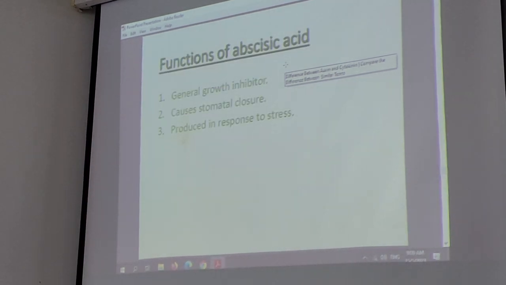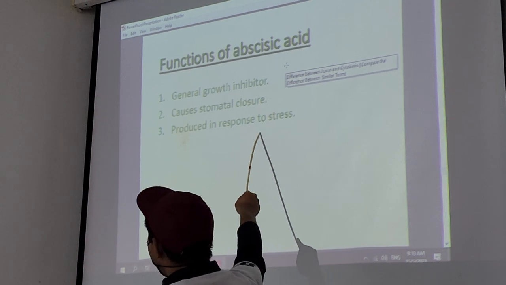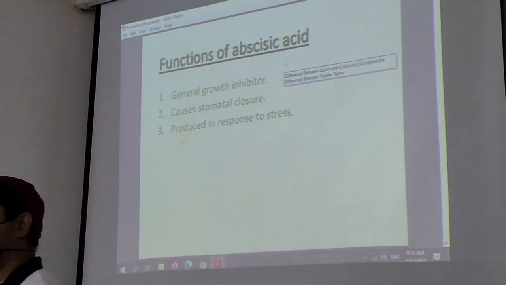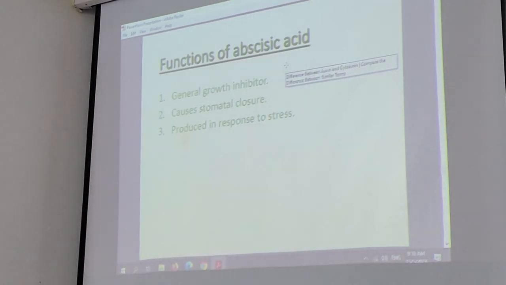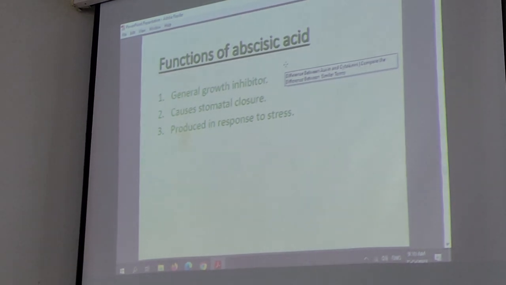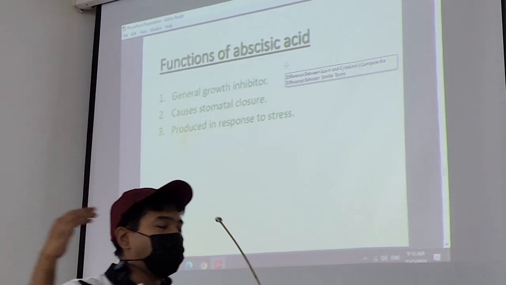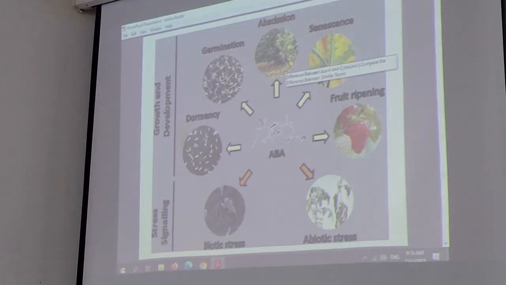Okay, so the function here. Look at this. It is actually a response to stress, something that you learn in the special lecture. It's a stress signal. Usually you don't have ABA so much, but when something happens to the plant, ABA will be lots and lots in abundance.